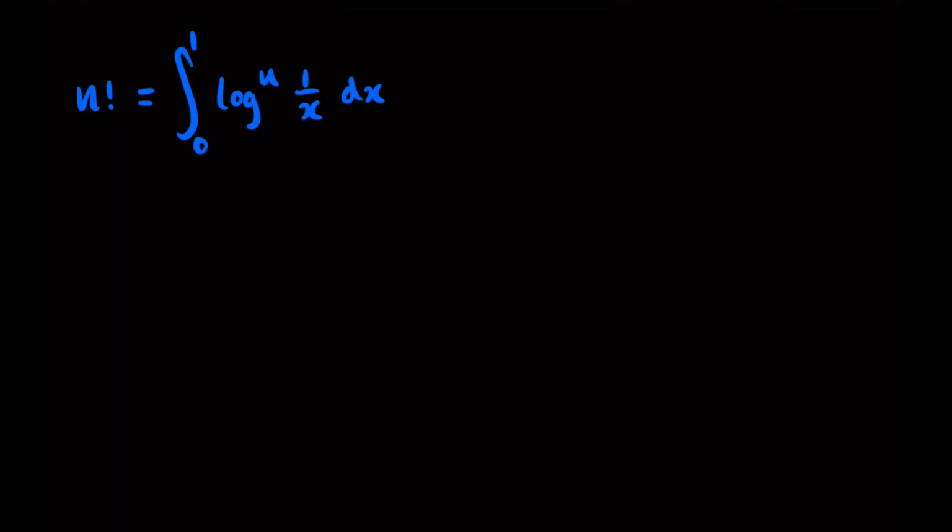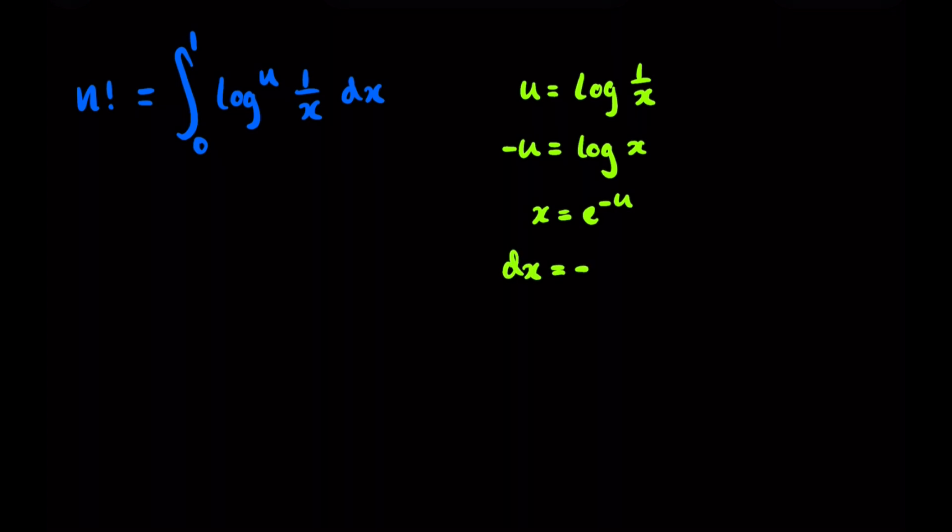And let's define u as log of 1 over x. This would mean that negative u is equal to log of x, which would mean that x is equal to e to the negative u, which also means that dx is equal to negative e to the negative u du. Using all of these, we can rewrite our integral with this change of variable, and we get the integral with different bounds.